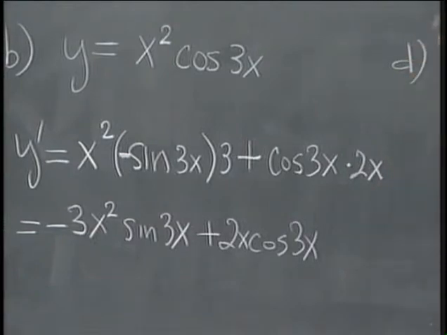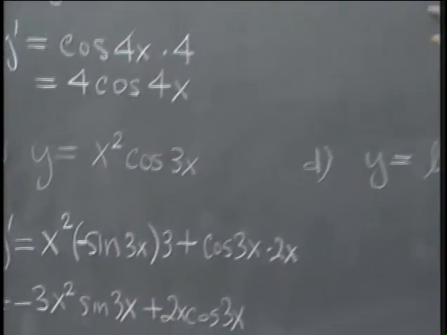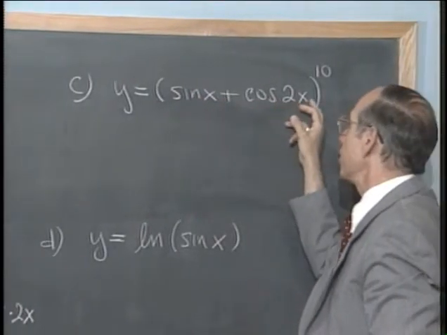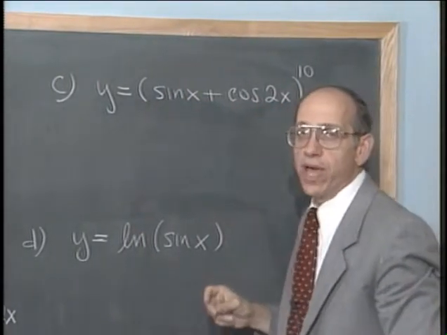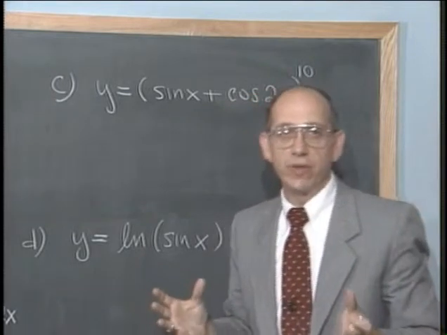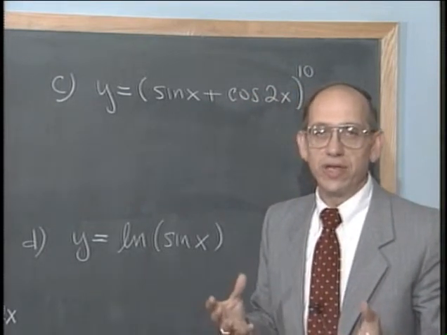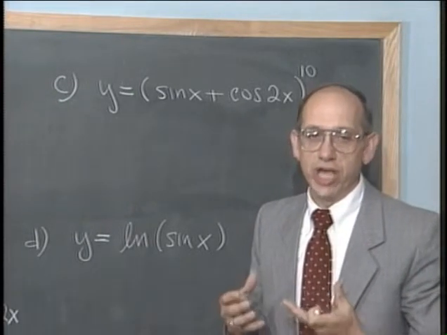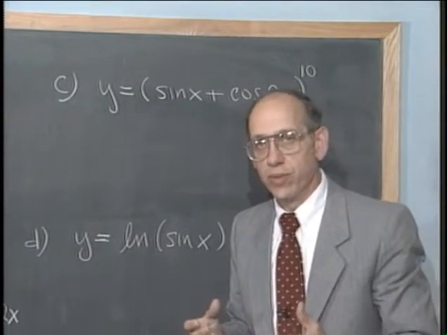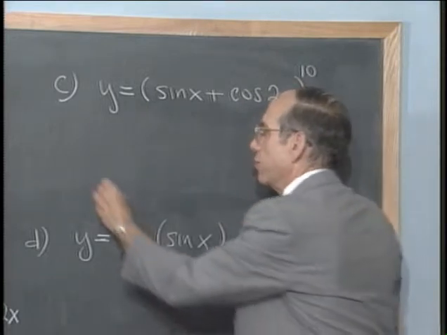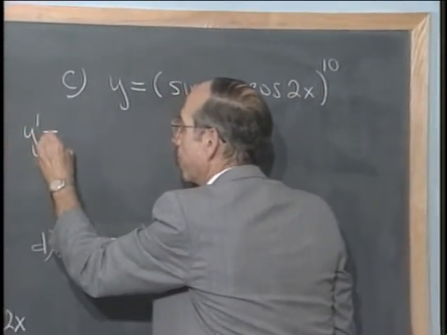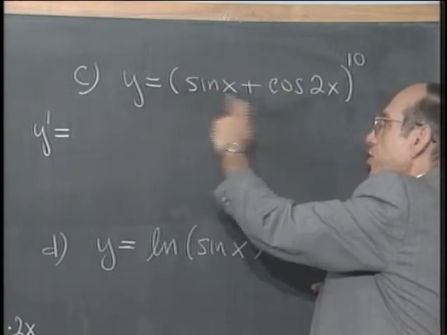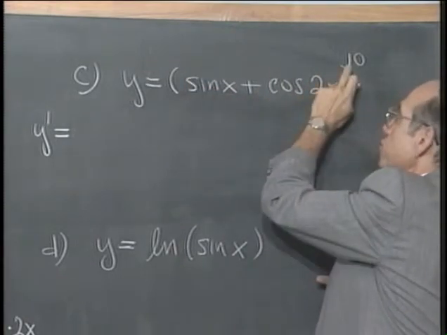If we move up to c, we have y equals sine of x plus cosine of 2x raised to the 10th power. Now in this case, we have something of the form u to the nth power. So we're going to have to use our chain rule for functions of the form u to the n. The derivative y prime is equal to the derivative of u to the n is nu to the n minus 1 du dx.